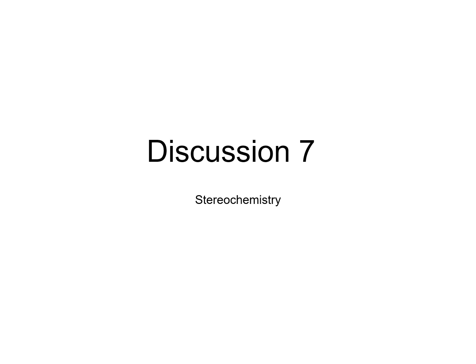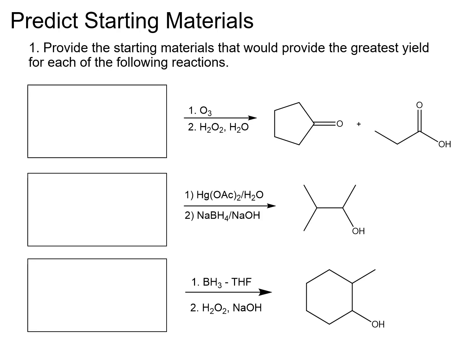This video is going to cover problems from discussion 7, focusing on stereochemistry. This first one is a little bit of review of the reactions we covered in chapter 5. What I wanted you to do here was work backwards to get to your starting materials.